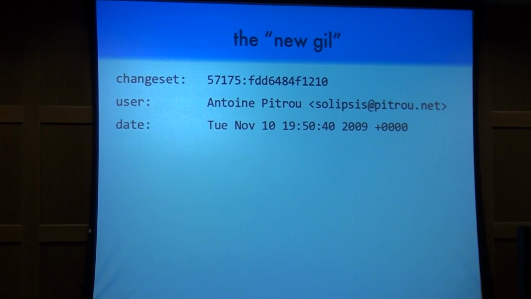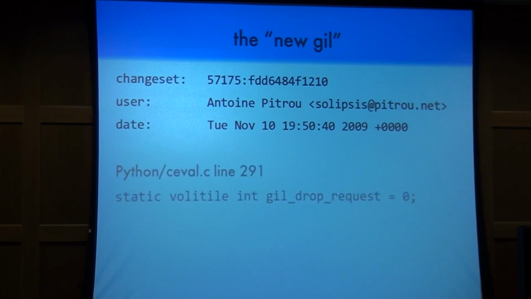So in 3.2, a guy named Antoine added something called the new GIL. This was done in 2009 in Python 3.2. And what it is, it added a single new variable and then some mechanisms around it, called GIL drop request. This is a flag that says, hey, somebody else is waiting. The next time you drop and reacquire the GIL, you have to make sure that the other person gets to run before you get to reacquire the GIL.